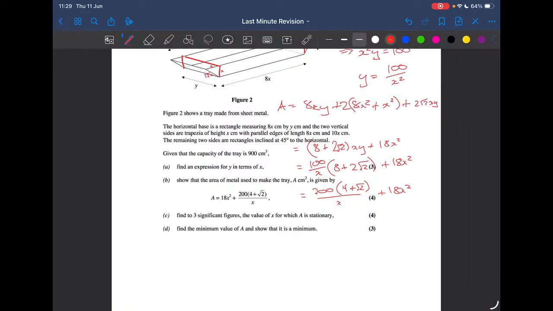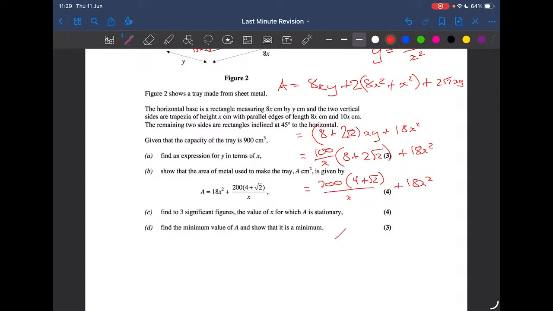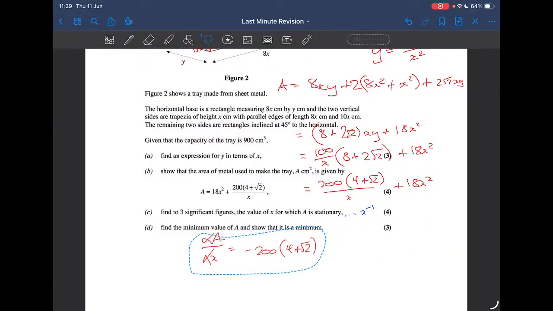We want to find the stationary point of this, so let's do dA dx. This is just like something x to the minus 1, so we'll times by the negative. We'll have 200, 4 plus root 2, drop that power down from minus 1 to minus 2. And then we'll have 36, lots of x. Set that equal to 0.